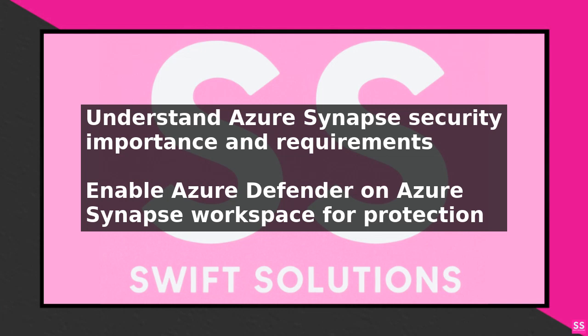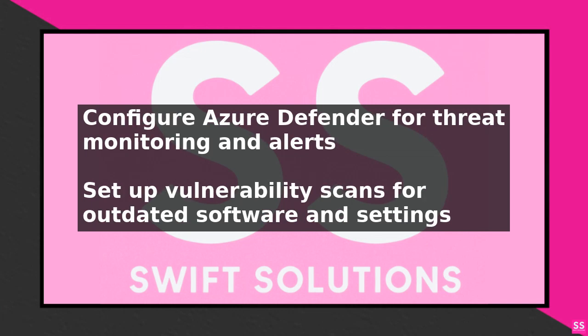First, enable Azure Defender on your Azure Synapse workspace by navigating to the Azure portal and selecting your Synapse workspace. Then, click on the Security option and choose Azure Defender. Follow the prompts to enable the service, which will provide advanced threat protection and vulnerability assessment for your Synapse workspace.